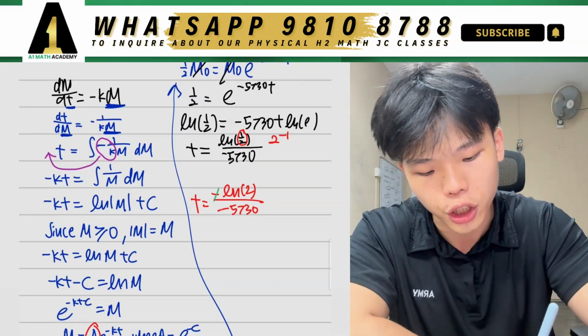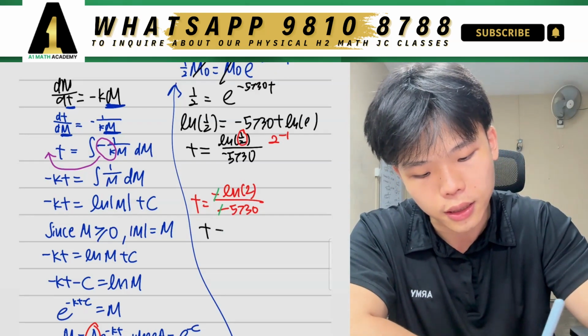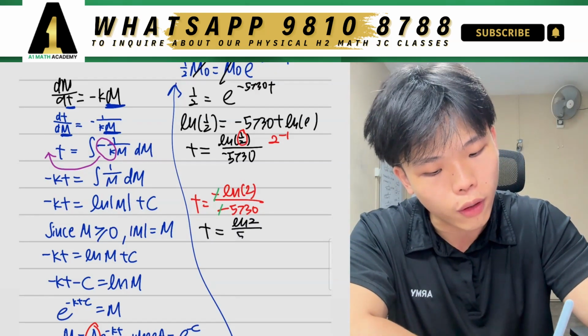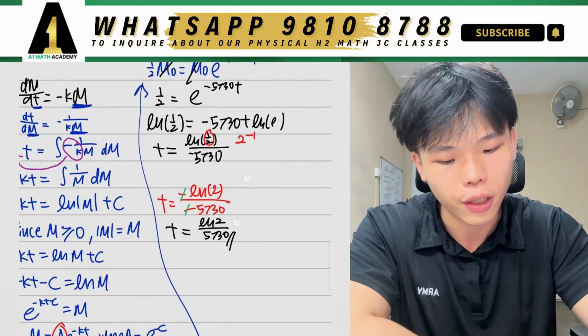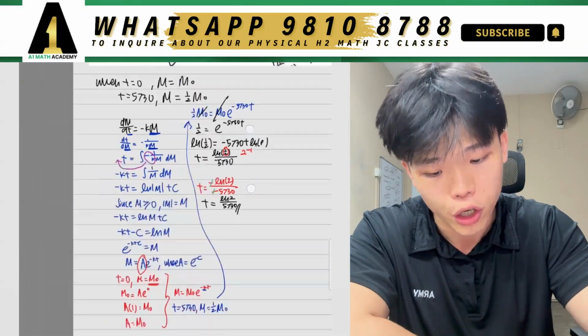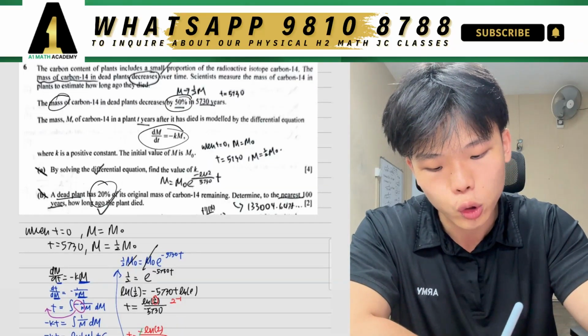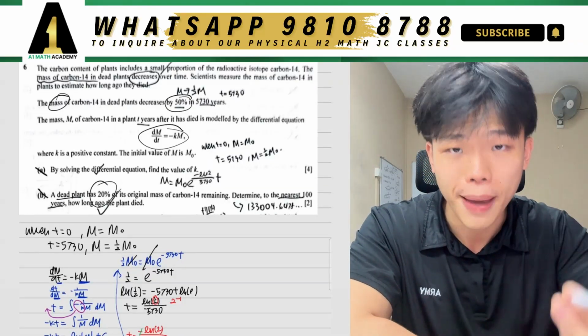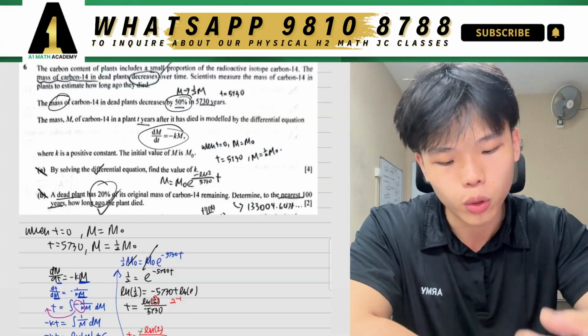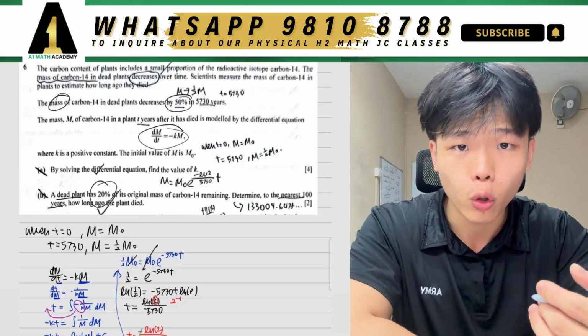Then the minus will strike each other out, and therefore my final answer is t equals ln 2 over 5730, and that's the final answer to the first portion of the question. Now for the next portion of the question, they say a dead plant has 20% of its original mass. Determine to the nearest 100 years how long ago the plant died.